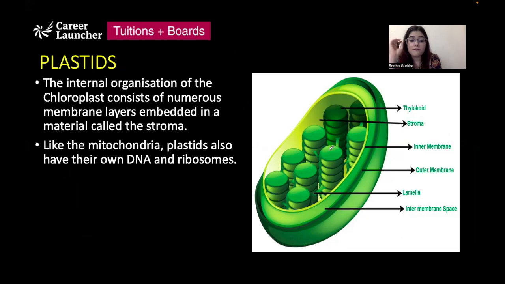There are many membrane layers which are present in a material known as stroma, and we will see many structures which we will study in further classes. These coin-like structures, they are stacked on top of each other, right? These are known as thylakoids, which you will study in higher classes.